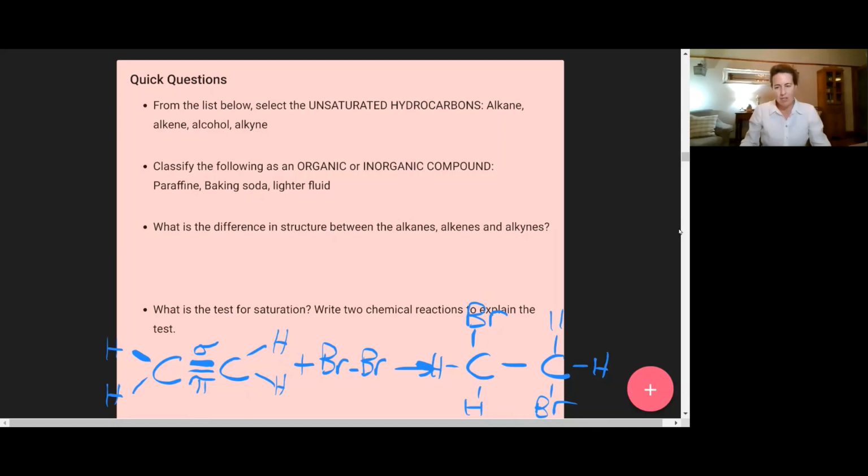So this reaction takes place very quickly. If we add a little bit of heat and light, and you add a little bit of light and a bit of heat to this reaction to make it happen. It will go from brown to colorless. And this is the test for saturation.